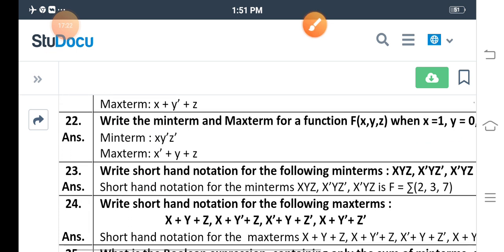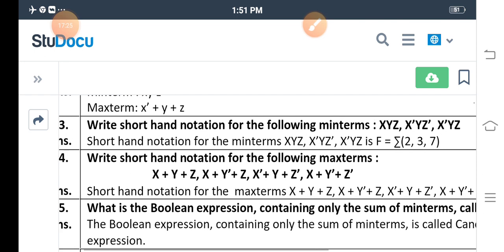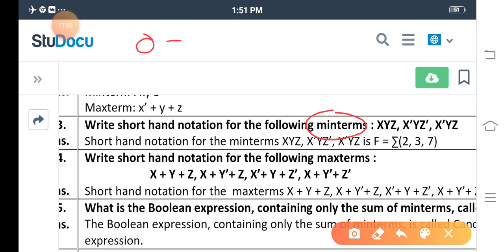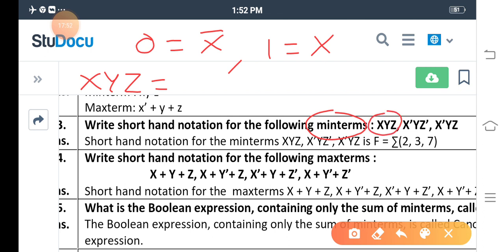Next, write shorthand notation for the following minterms: x, y, z; x bar, y, z bar; x bar, y, z. So minterm means we can write it here: 0 means x bar and 1 means x. Now find out for x, y, z. First for this term, find out the minterm designation for x, y, z. X, y, z means 1, 1, 1, which is equivalent to 7 in decimal notation.